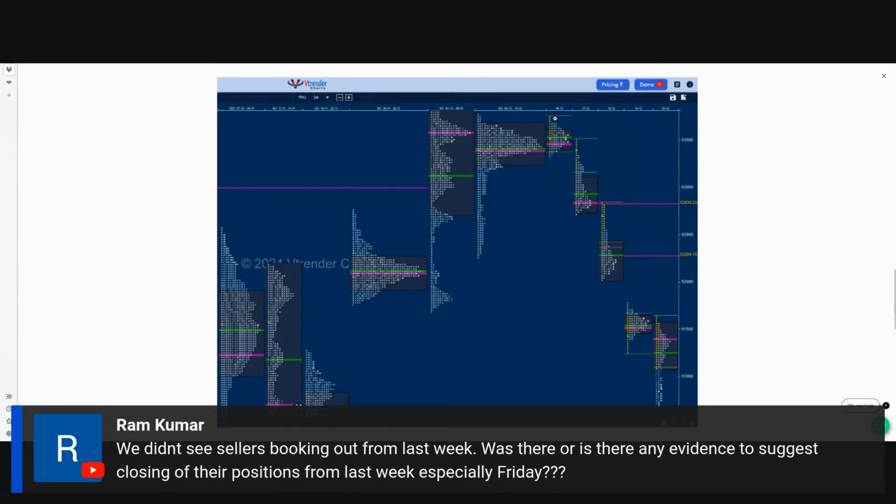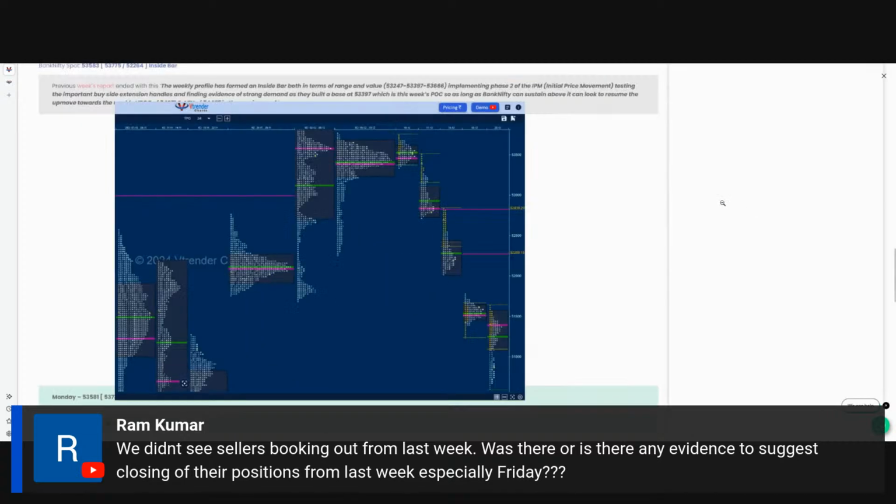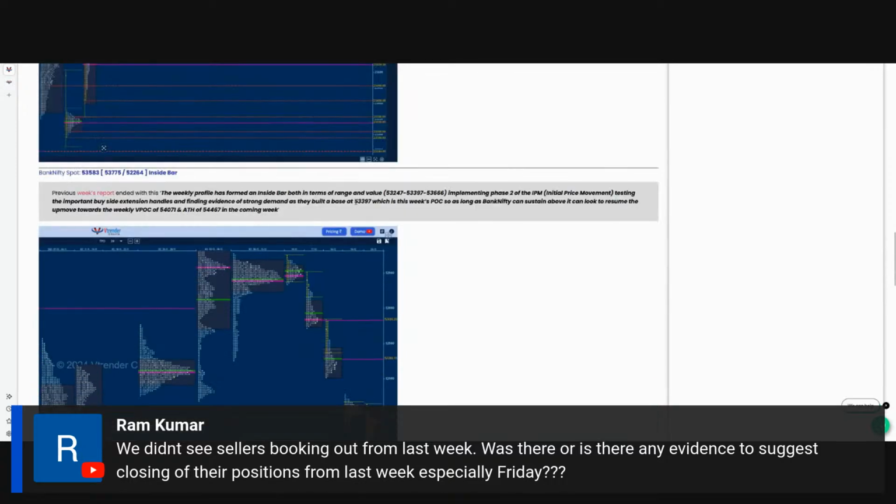So when we got this B period singles on Monday, which was showing us rejection at the probe above this value area high, it was very clearly telling us that now the auction could probe below this value area low. In the previous week's report, we had also mentioned this 53397, which was the weekly POC, to be the important buy side reference. So whatever up move we had seen last week, the buyers had come in at this level. So that was a reference on the downside.